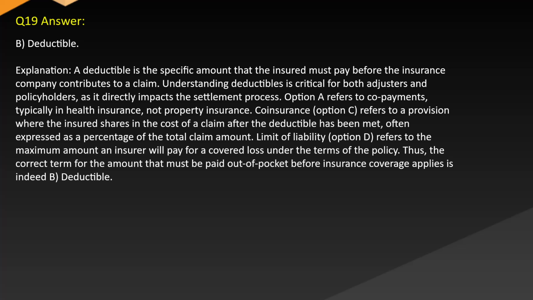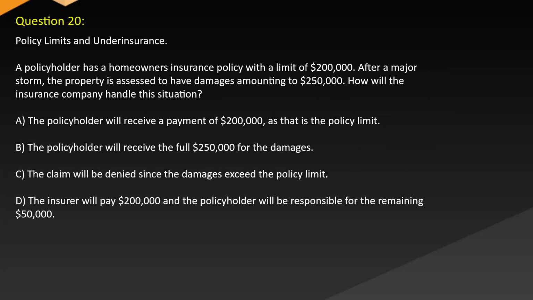Limit of liability, option D, refers to the maximum amount an insurer will pay for a covered loss under the terms of the policy. Thus, the correct term for the amount that must be paid out of pocket before insurance coverage applies is indeed B, deductible. Question 20. Policy limits and underinsurance.